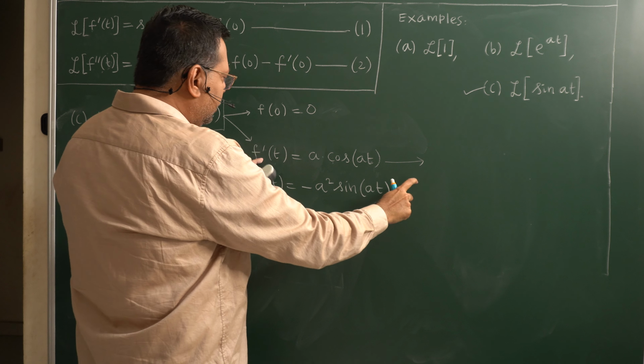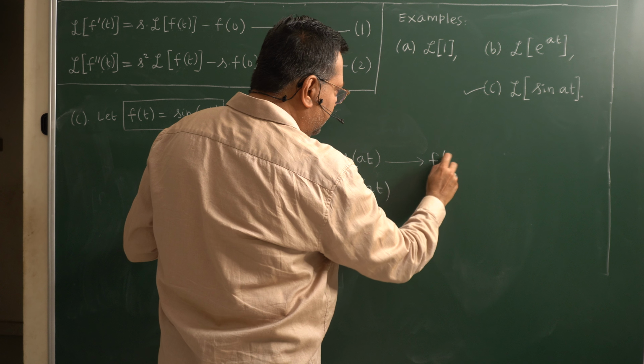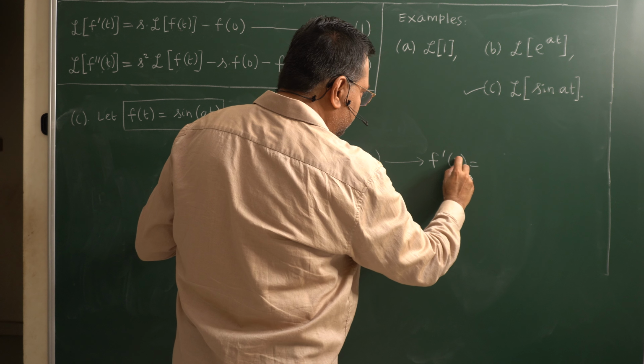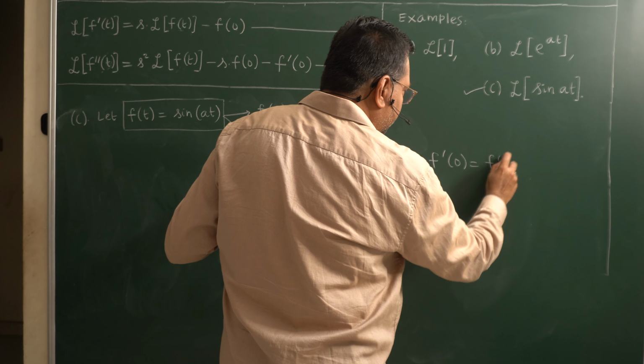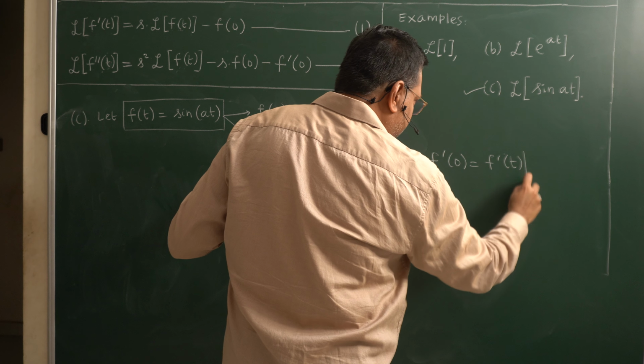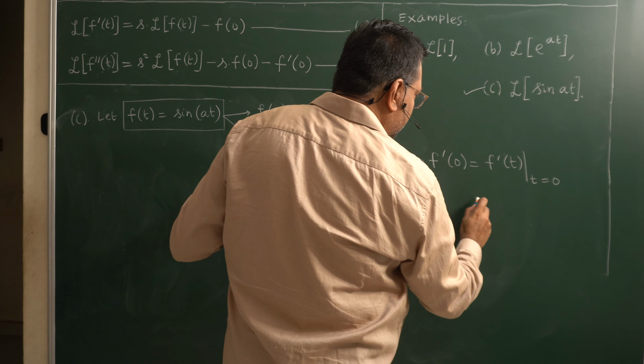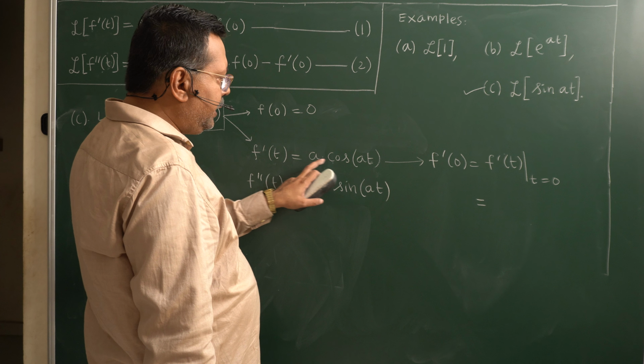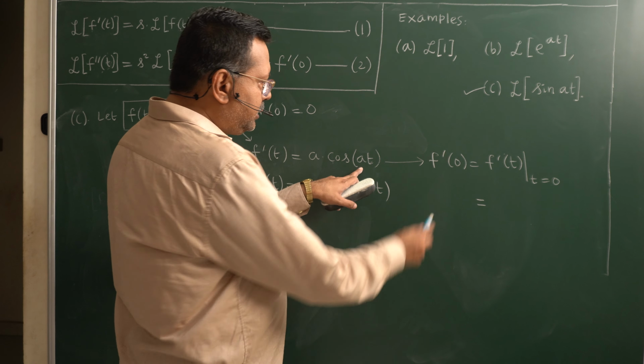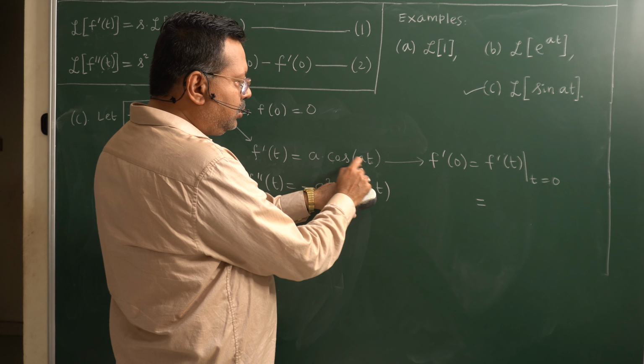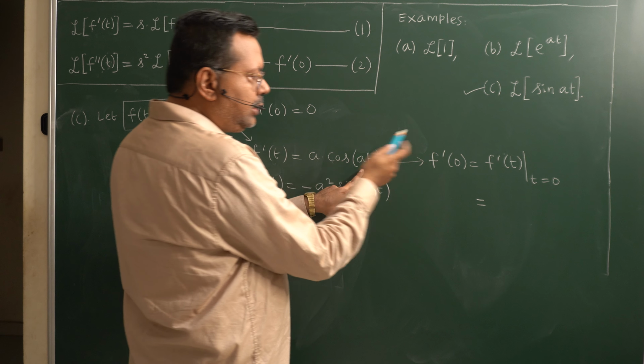From here now we can substitute that f prime of 0 equal to f prime of t. In that you substitute t equal to 0, and this is nothing but a cos at, and substitute 0 here, you get cos 0. Cos 0 is 1, so a into 1 is a.